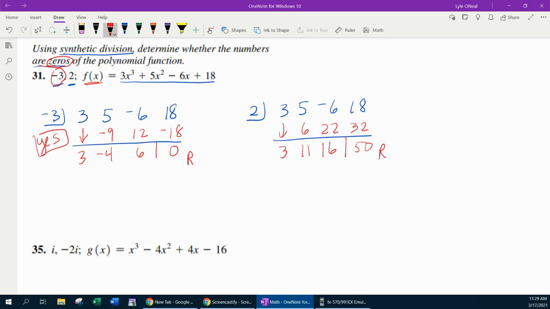So this time, since our remainder is not 0, that means that 2 is not going to be a 0, which means if I graph this function, it should not cross the x-axis at 2. And I think I'm going to use Desmos to prove that.